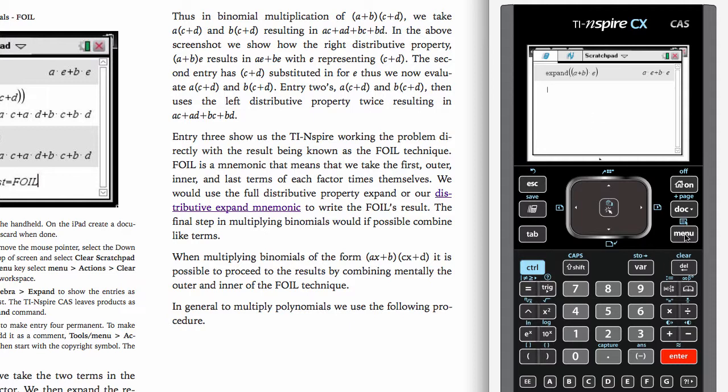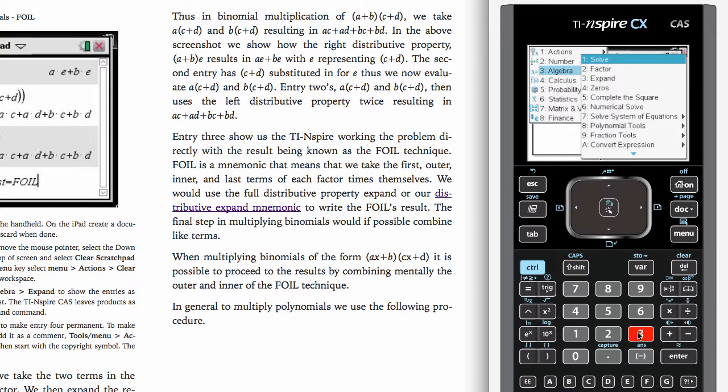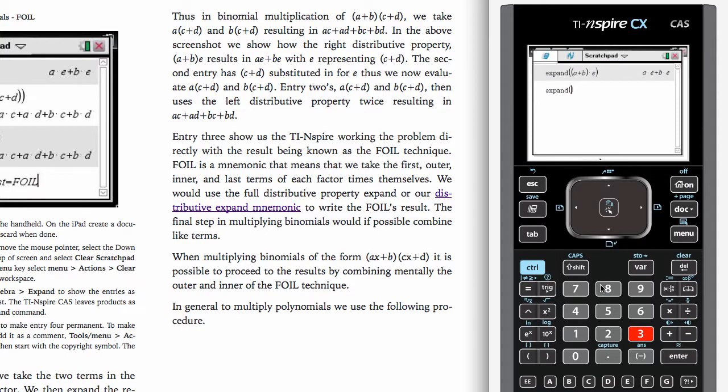So we'll bring up menu, we'll bring up algebra, we'll bring up the expand command, which is 3. We'll put in the parentheses, then we'll put in A plus B. We'll go down the other side of the parentheses. Just to be on the safe side, we'll put in a times sign instead of trying to use an implied times sign. Then we'll put in the C plus D. Press enter, and we will end up with our traditional FOIL technique.